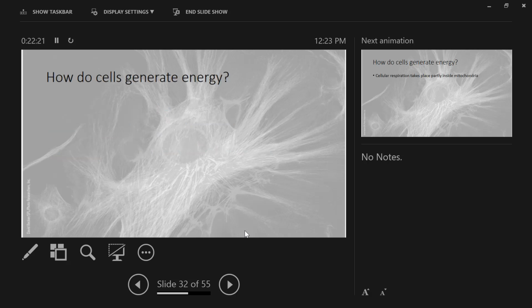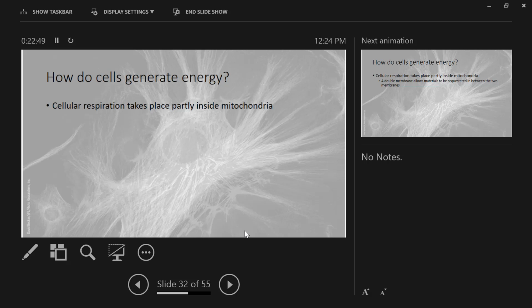All right. So the fourth to last question: how do cells generate energy? You have this process called cellular respiration, which we'll spend an entire week, maybe even more, depending on how our conversation goes, talking about and what's actually going on. But this happens partly inside of the mitochondrion.